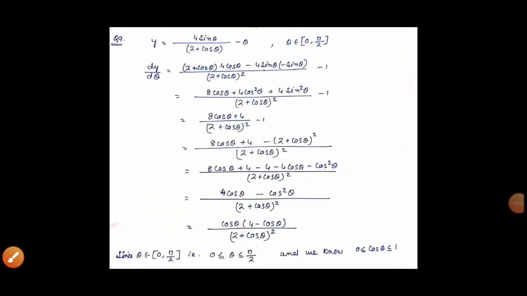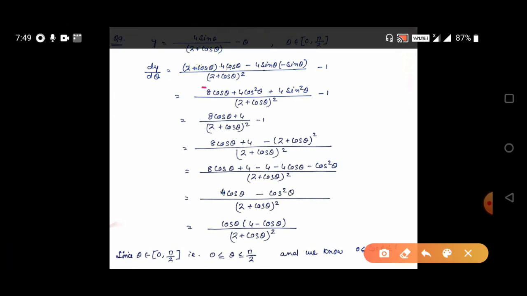Question 9. Prove that y is equal to 4 sin theta by 2 plus cos theta, minus theta, is an increasing function of theta, where theta belongs to the closed interval 0 to pi by 2. First of all, we have to find the derivative of the function with respect to theta. So it will be 2 plus cos theta whole square, 2 plus cos theta into 4 cos theta minus 4 sin theta into within bracket minus sin theta, and it will be minus 1. You know how to find the derivative of a function. From here we will get cos theta into 4 minus cos theta by 2 plus cos theta whole square.